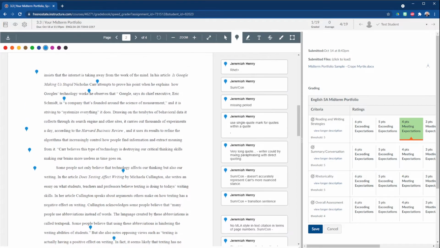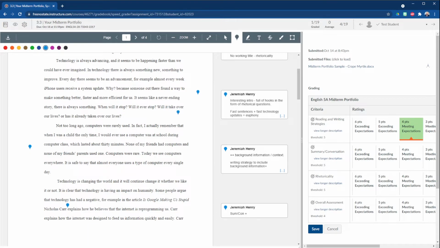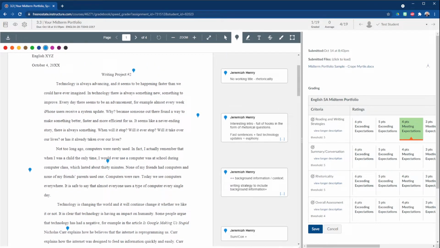For rhetoricality, I remember being fairly taken with the sentence strategy at the beginning. I'm also thinking about the rhetoricality in terms of the key features that exist in this genre, which is an informative report. So, did they touch on all of the key features? I think they got most of them.